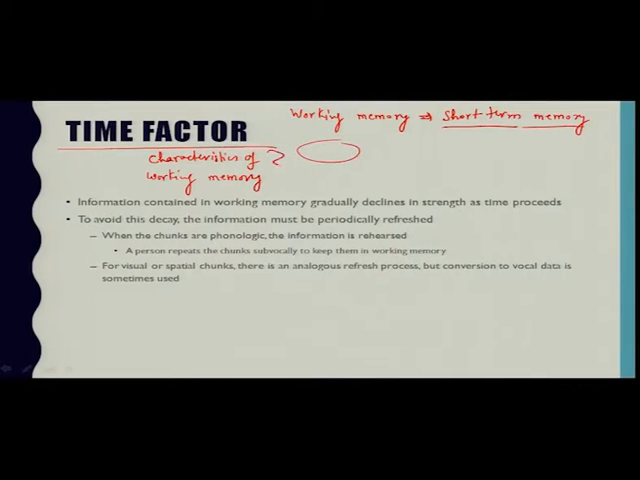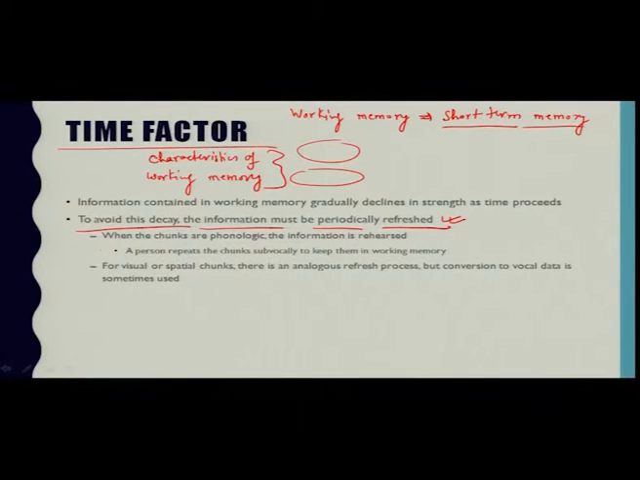That the information cannot be retained for a longer period of time. So in order to avoid this particular decay, the information must be periodically refreshed. So you have to ask the particular person's name several times if it is a completely new name for you, in order to have complete information of his name for a longer period of time.